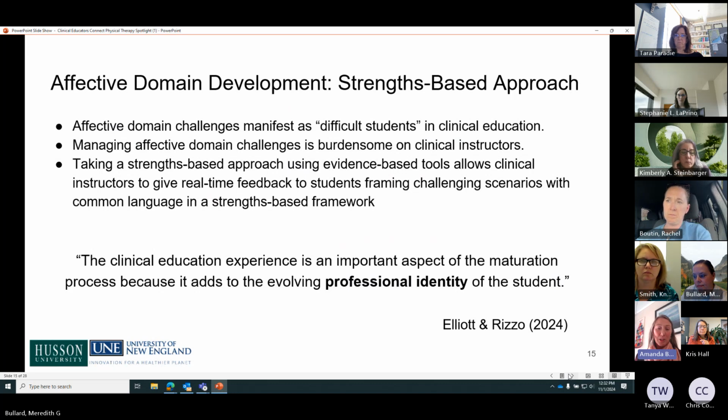clinical instructors manage students that may present as challenging students. That can be really burdensome for clinical instructors, and we recognize that. But taking this strengths-based approach really helps clinical instructors give students real-time feedback by framing these challenging situations with common language and this positive outlook. And then asking students to reflect on all of these pieces, including building that growth mindset and reflective practice, really helps to start shape their evolving professional identity as a student.